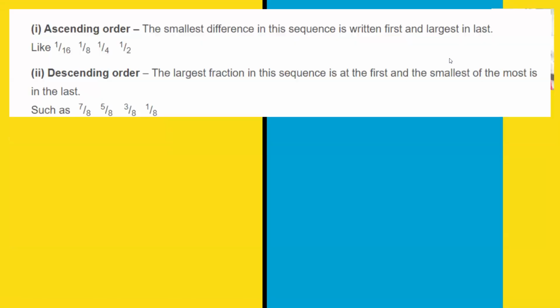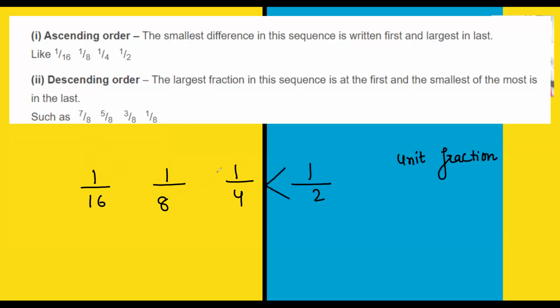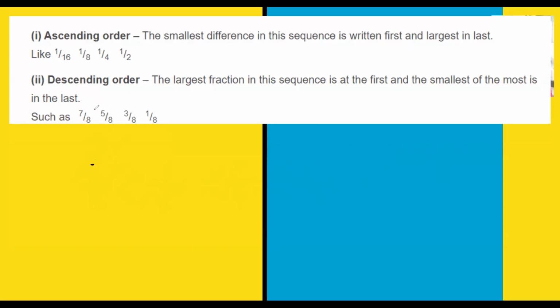Now, this is the most important part I was telling you about, because you will not find it in any book. I have to arrange in ascending order, smallest first. So 1 by 16, 1 by 8, 1 by 4, 1 by 2. So you have all unit fractions. When we have unit fractions, the biggest denominator gives the smallest fraction. Like here, you can easily say, when the denominator is 7, 5, 3, 1, like that it will go.